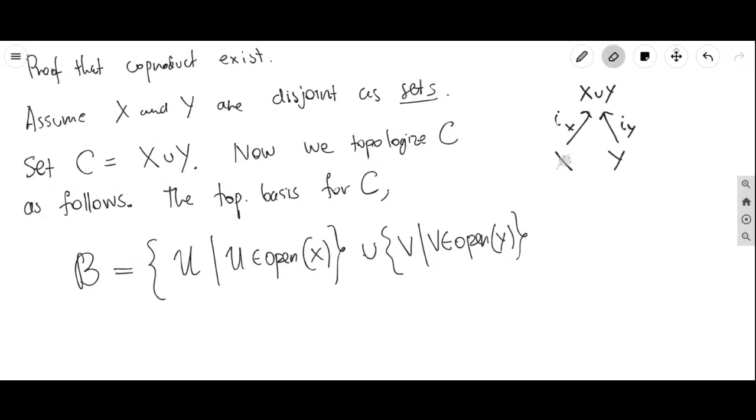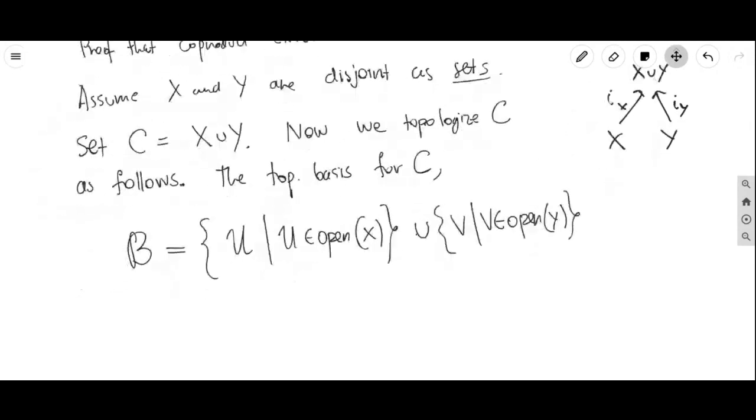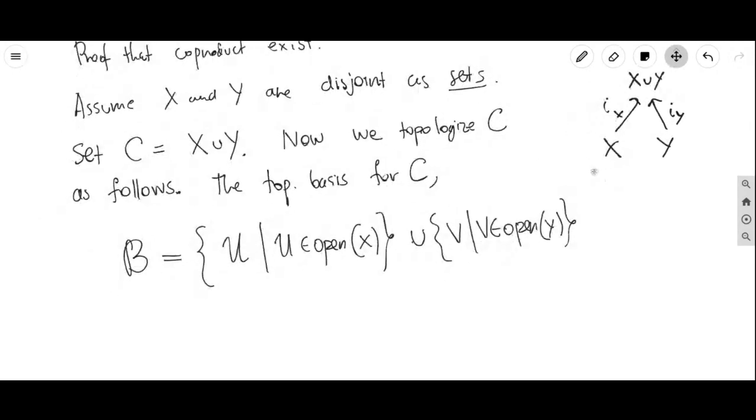This is just the map that sends X to itself. It's basically like the identity map. You're just sending X into itself because the union already contains X. So it's just a pair of inclusion maps in there. So that's how you topologize C.